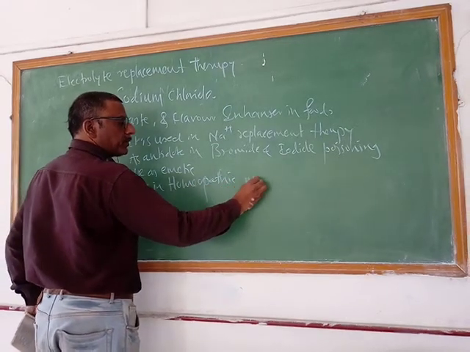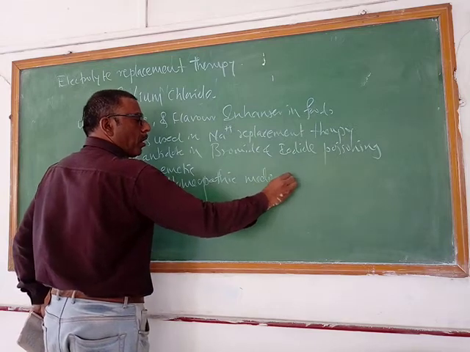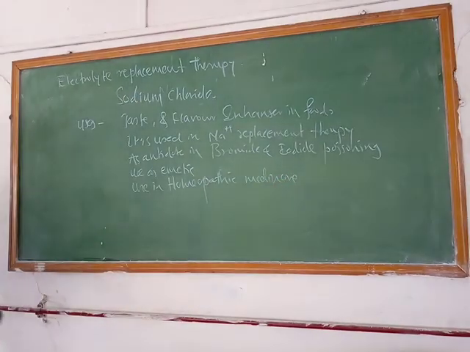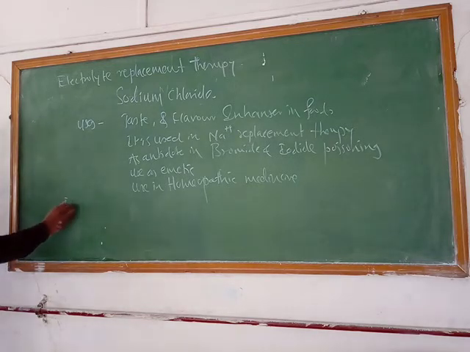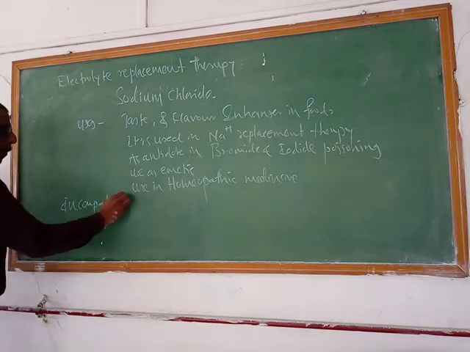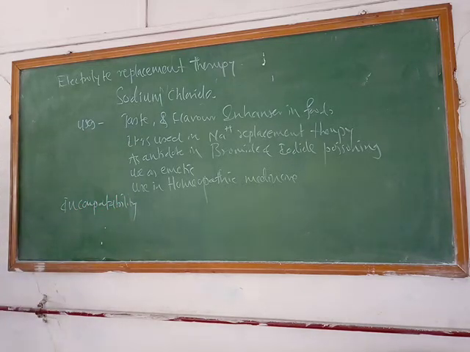Homeopathic medicine is mainly based on the 12 salts, and out of those 12 salts, sodium is one of the important salts. Incompatibility: it is incompatible with silver, lead, and mercury salts.